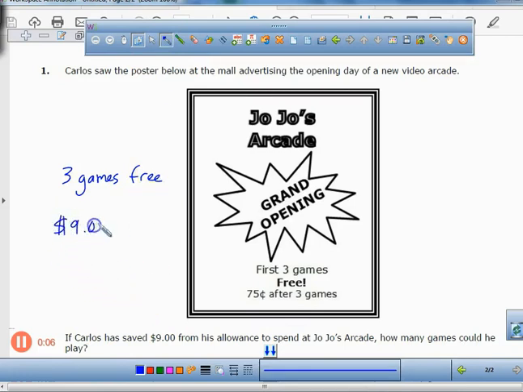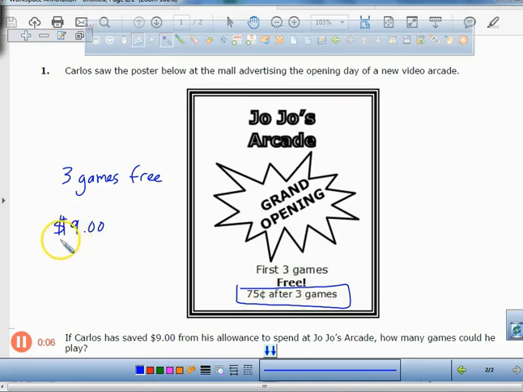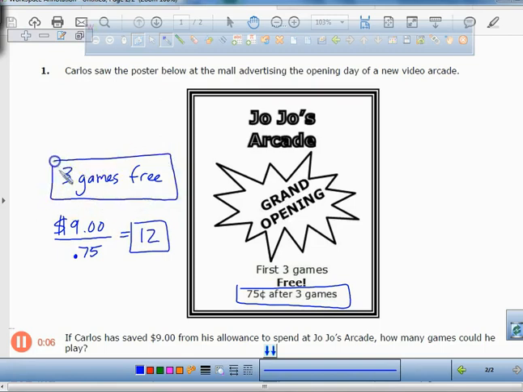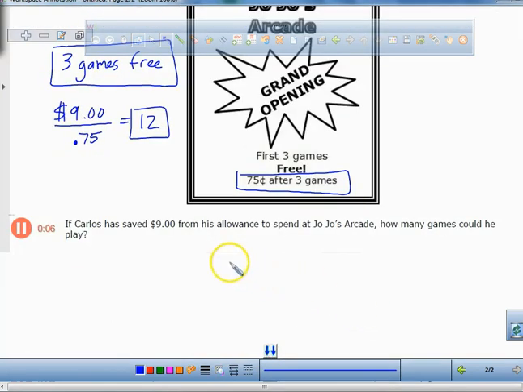Alright, so we're going to take $9. Looks like we're going to be dividing by 75 cents. How do we write that as a decimal? 0.75. I like it. So if you do $9 divided by 0.75, looks like you're going to get 12. Now, if you didn't know that, you could always use your graphing calculator. But it looks like we got 3 free games and then 12 additional games. So it's going to be a total of 15 games. That's the answer to problem number 1.